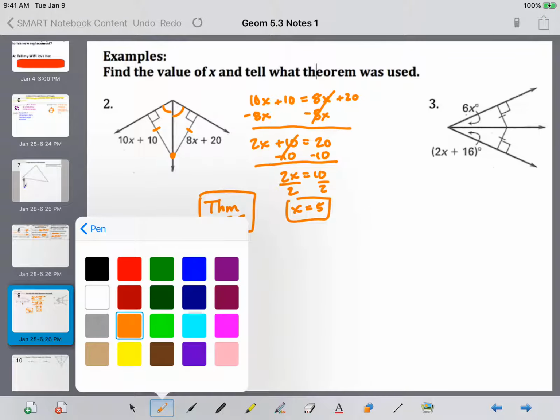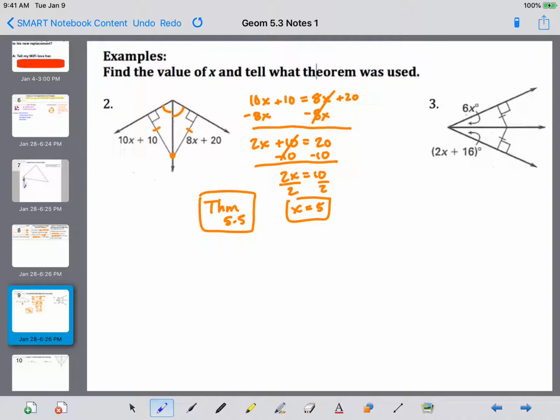Okay, let's look at one more example here using those theorems. Now this tells us that this distance and this distance are the same length. So that means this ray right here must be the angle bisector. Meaning this angle 6x has to equal this angle 2x plus 16. So let's go ahead and say that. And we can start by subtracting 2x from both sides. We end up with 4x equals 16, and if we divide by 4, you can see x equals 4.